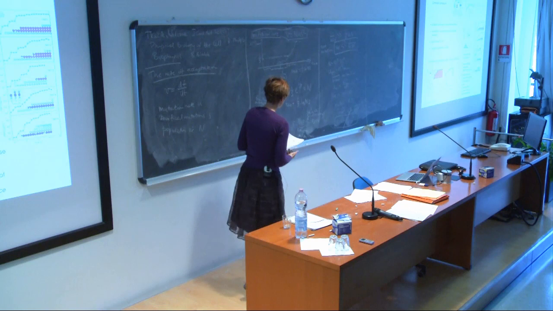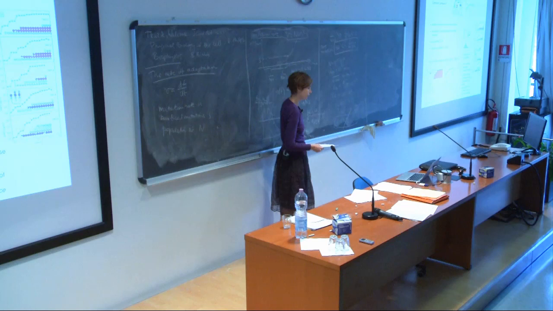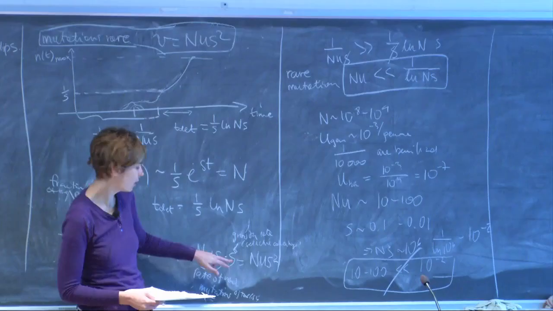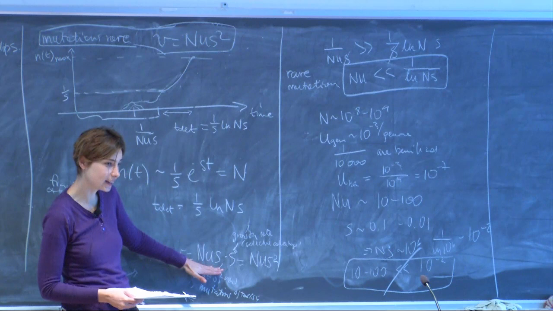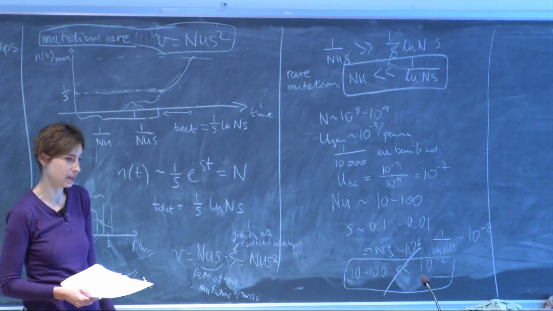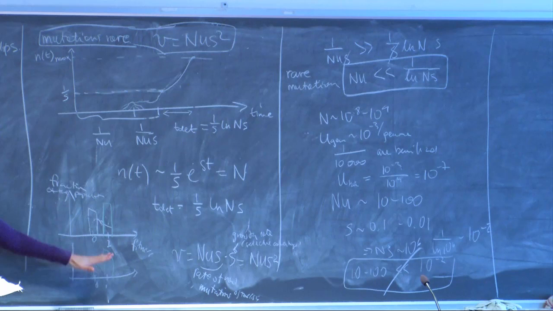the rate of new mutations establishing. Right? This is when they overcome drift. And this is just once they establish, they grow with this rate because this is their selective advantage. So the overall speed of going from this picture to that picture is given by that.